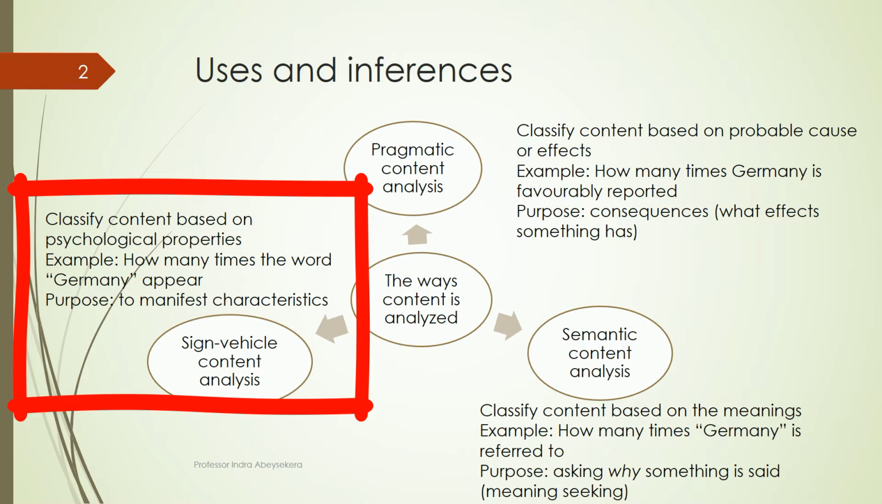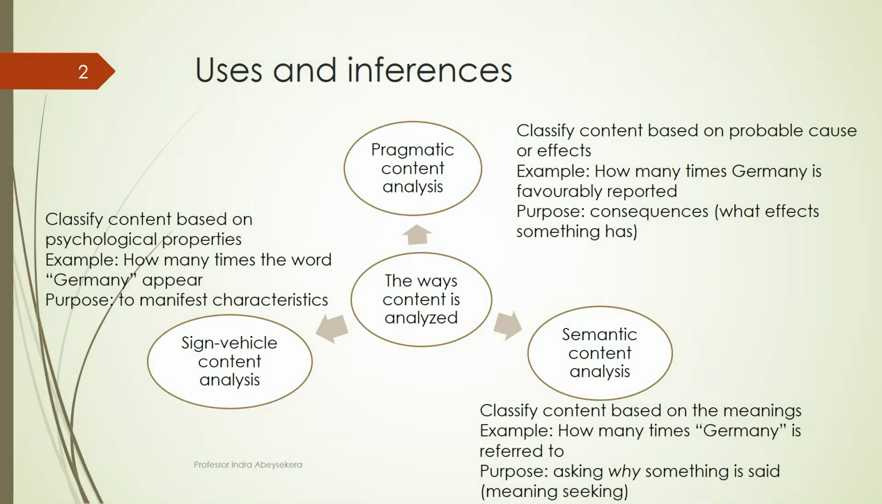So the pragmatic, the content is sought for the consequences. Semantic, the content is sought for the meaning using the language. Sign vehicle, the content is sought using a property in relation to the word or the purpose of the analysis.